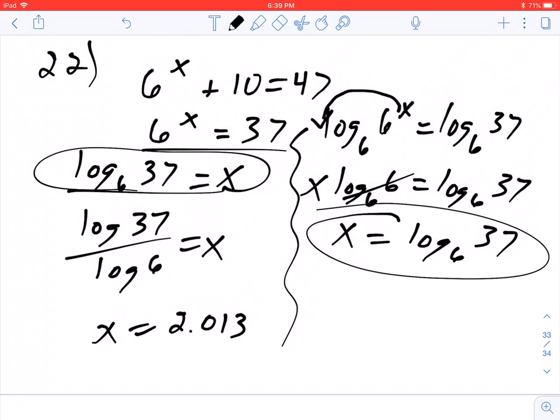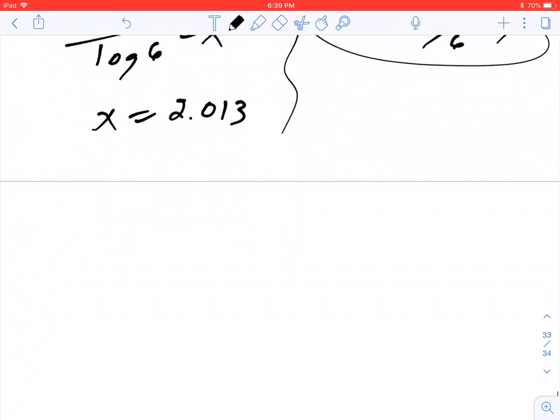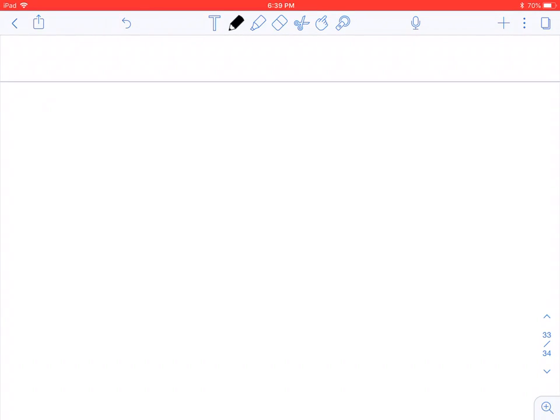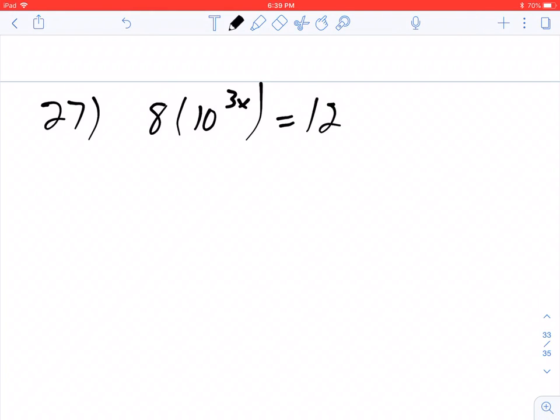You can either take it from exponential form and put it into logarithmic form, or you can log both sides of the equation. That's perfectly fine too. Number 27 is 8 times 10 to the 3x equals 12. So we need to peel back the layers, get that x by itself.